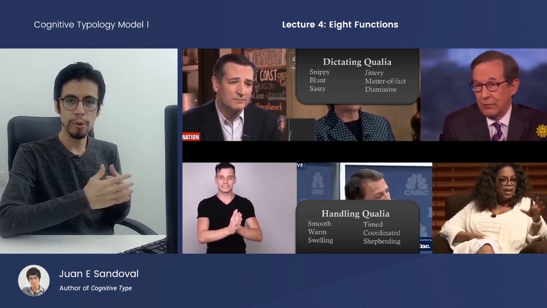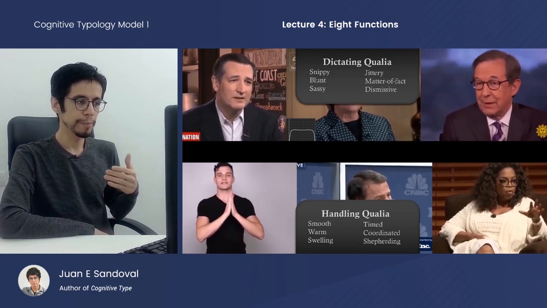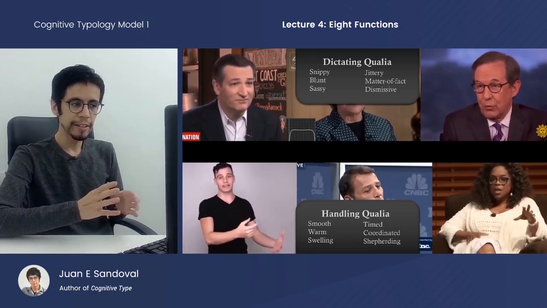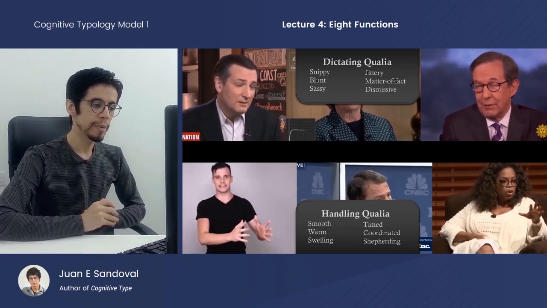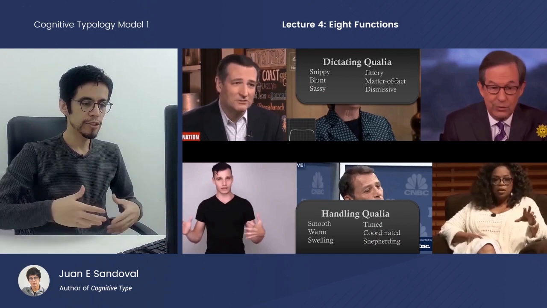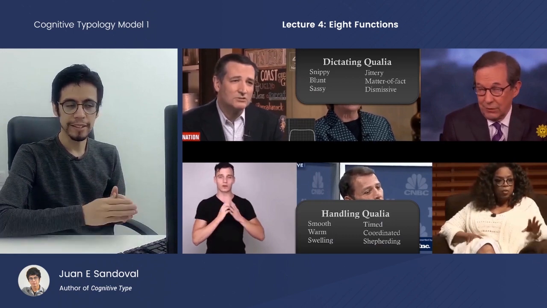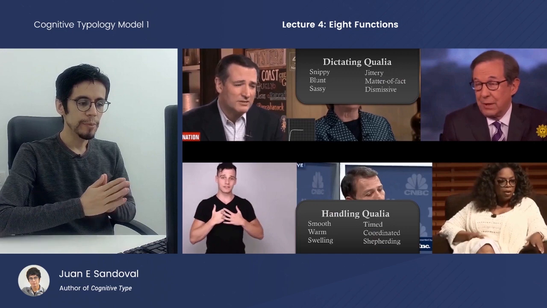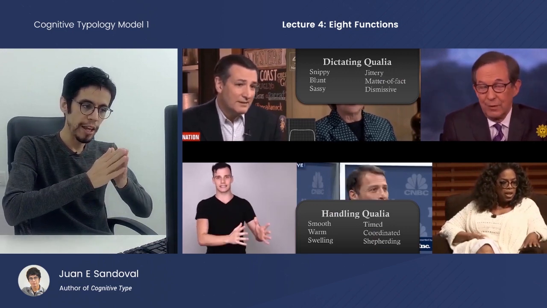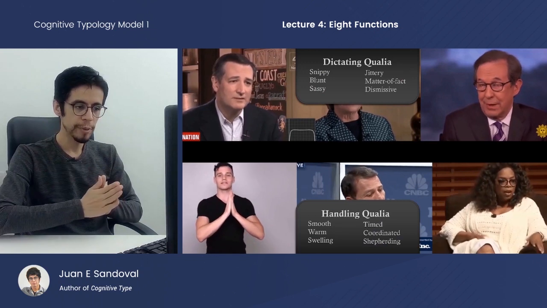And so here we have a few qualitative descriptive words. For the dictating group, we have snippy, blunt, sassy, jittery, matter-of-fact, and dismissive. And for the handling group, we can describe them as smooth, warm, swelling, well-timed, coordinated, and shepherding. Again, these are qualitative words. These adjectives by themselves are not to be used to type people. They're more trying to guide you to the Vultology that we just went through, and just give you a feel for what we saw.